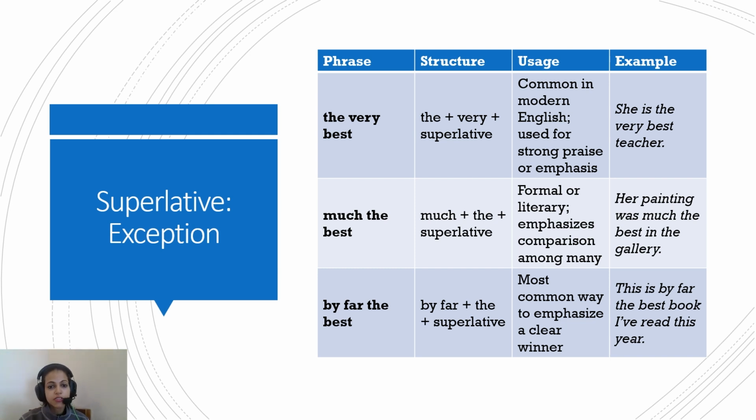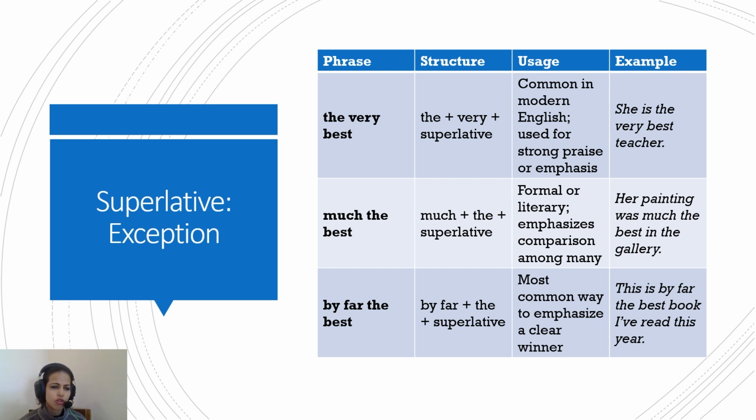But with a superlative, using the and then very, again, that is also a correct way to go. So if you come across a statement like she is the very best teacher, it would also be correct, even though I've told you that with superlatives much is used, because that's the thing with grammar, anything can happen. Anyway, by far the best. Again, by far plus the plus superlative. That's also a correct way to go.